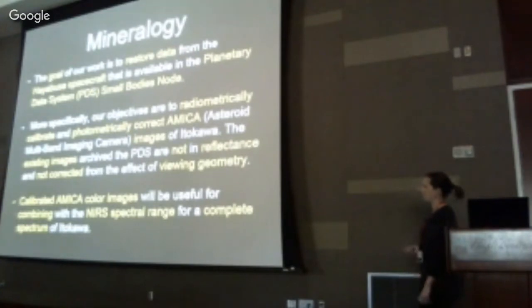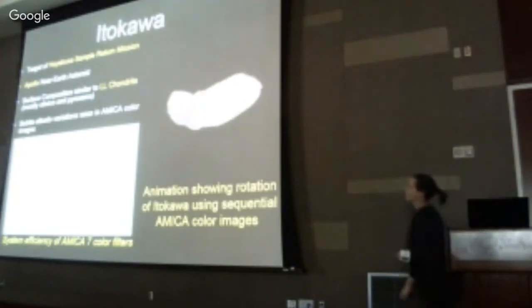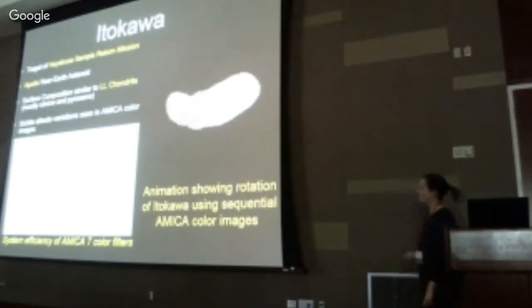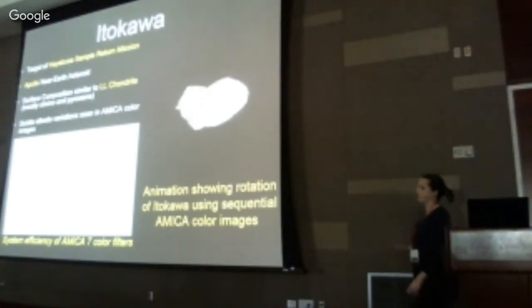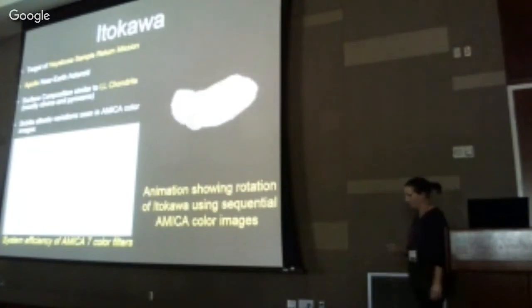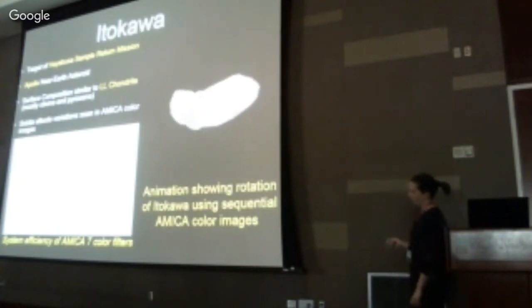If we calibrate the Amica color images, it would be useful to combine them with the NIRS data for a more complete spectrum of Itokawa. Itokawa was the target of the Hayabusa sample return mission. It's an Apollo-type near-Earth asteroid, so it's on an Earth-crossing orbit. Its surface composition is similar to LL-type ordinary chondrite, so it's mostly olivine. Even without calibrating the images, we can see albedo and color variations in the Amica images. Here I put the bandpasses of the Amica color filters, and these include the system efficiency, so you can see that they are not all at the same level.